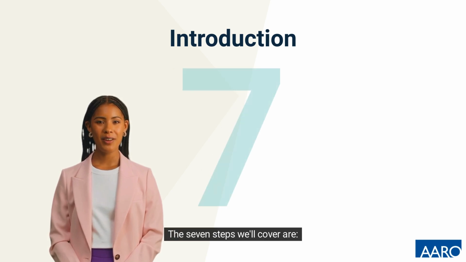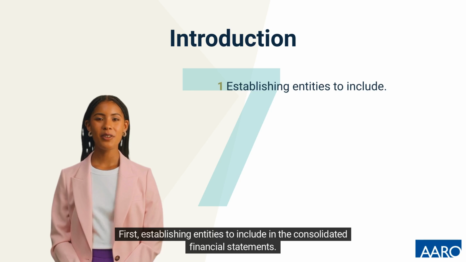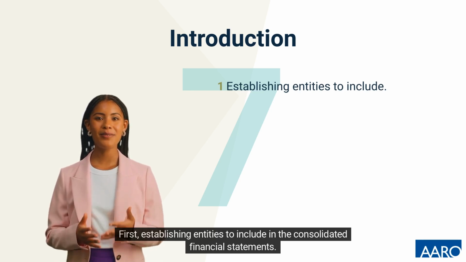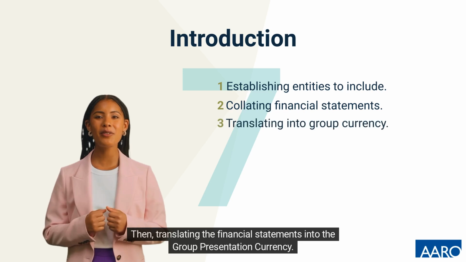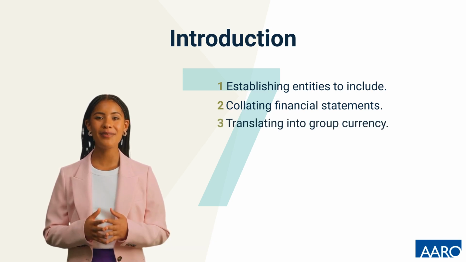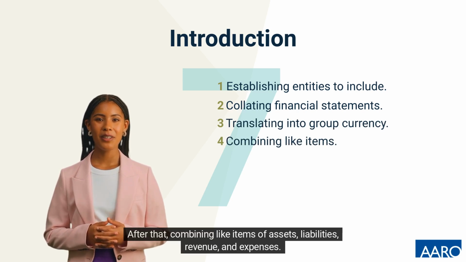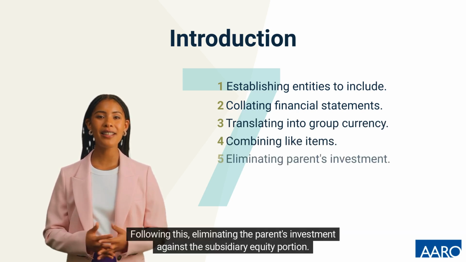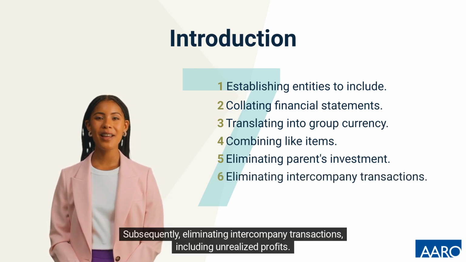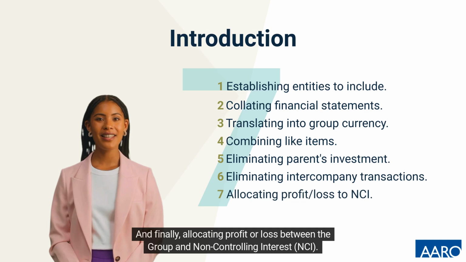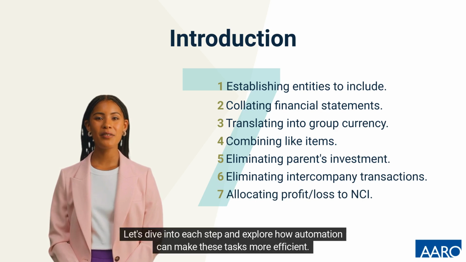The 7 steps we'll cover are: first, establishing entities to include in the consolidated financial statements. Next, collating the financial statements of these entities. Then translating the financial statements into the group presentation currency. After that, combining like items of assets, liabilities, revenue, and expenses. Following this, eliminating the parent's investment against the subsidiary equity portion. Subsequently, eliminating intercompany transactions, including unrealized profits. And finally, allocating profit or loss between the group and non-controlling interest, NCI. Let's dive into each step and explore how automation can make these tasks more efficient.